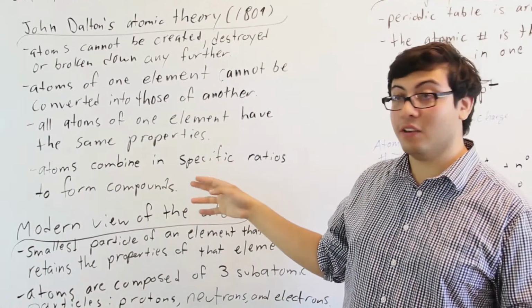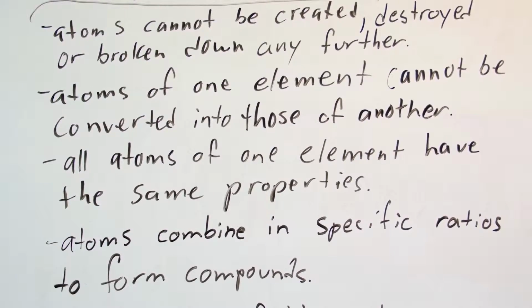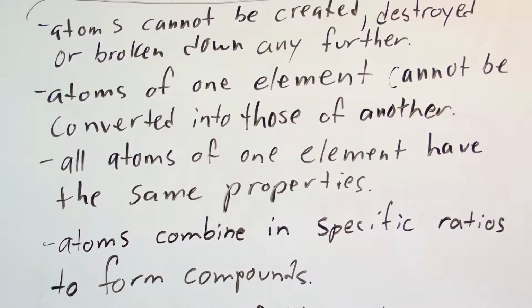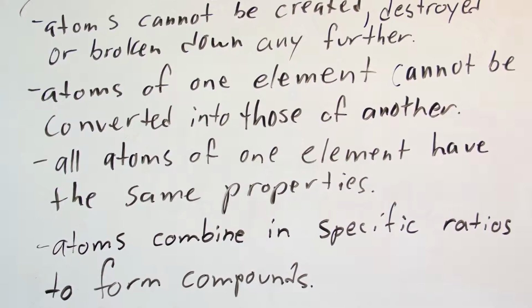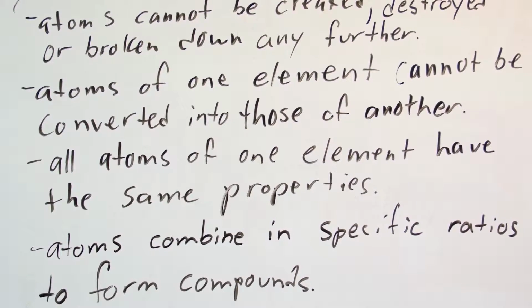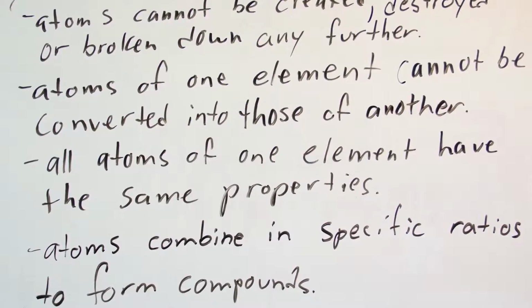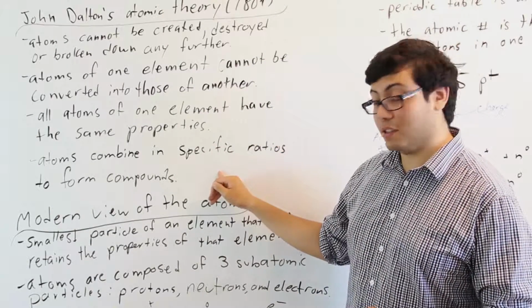So it has 4 caveats. The first one is, atoms cannot be created, destroyed, or broken down any further. The second is that atoms of one element cannot be converted into those of another. The third is, atoms of one element can have the same physical properties. And atoms combine in specific ratios to form compounds. You'll see later on that the first 3 were debunked, whereas this one still stands.